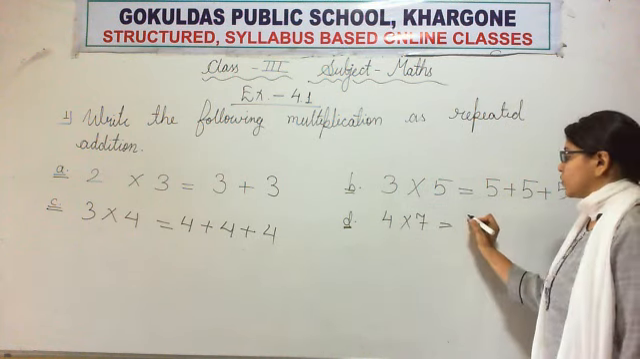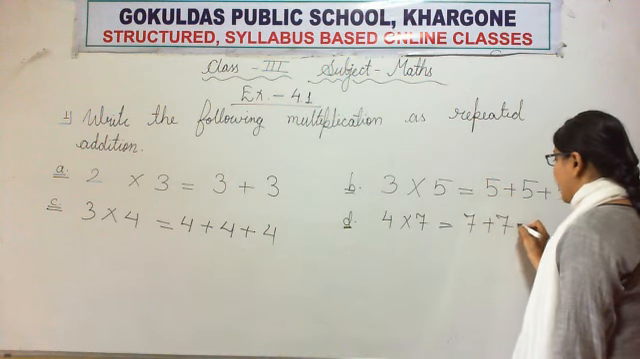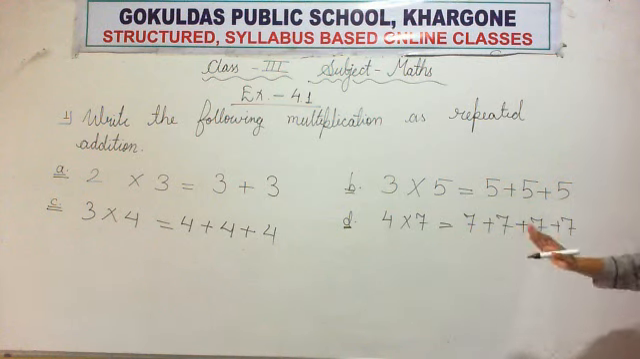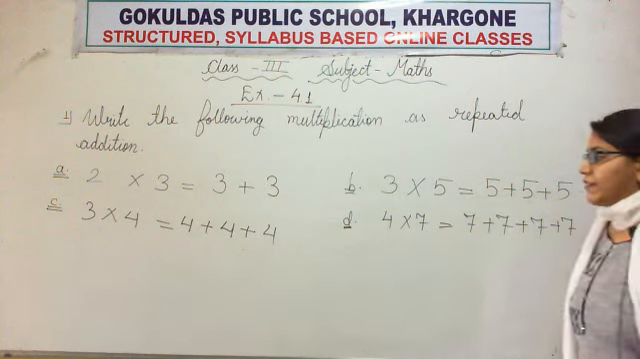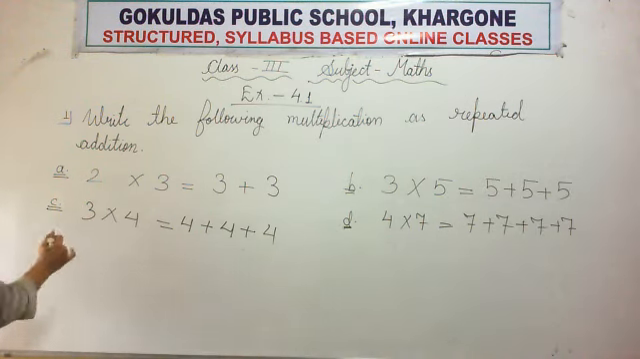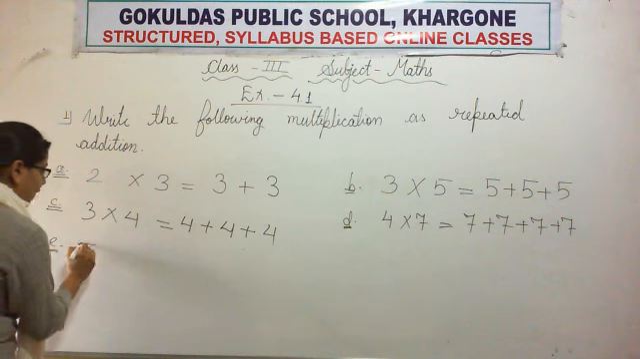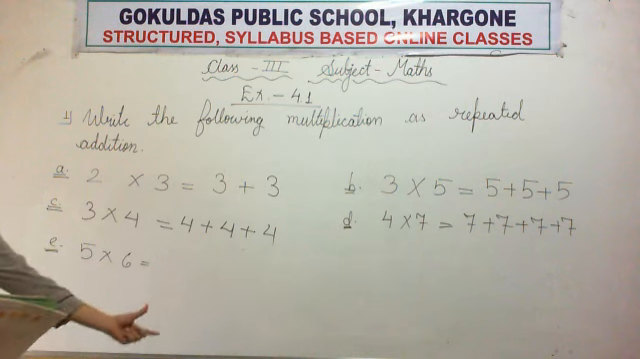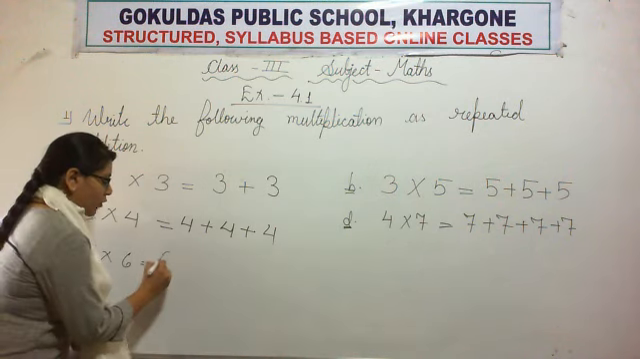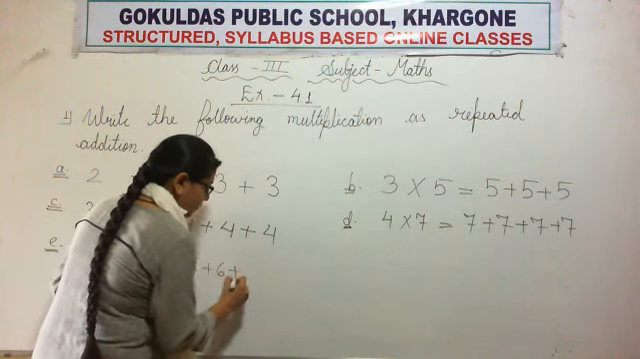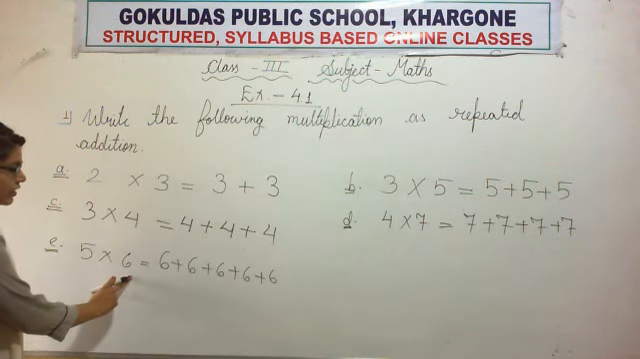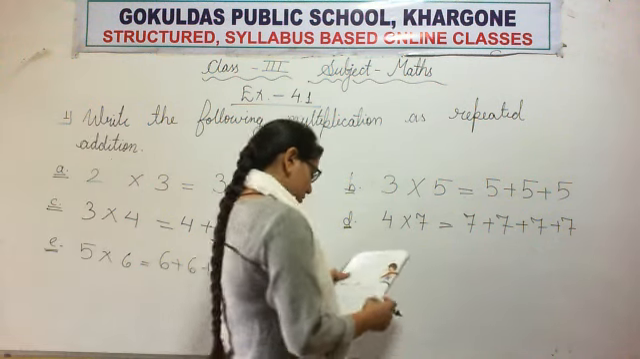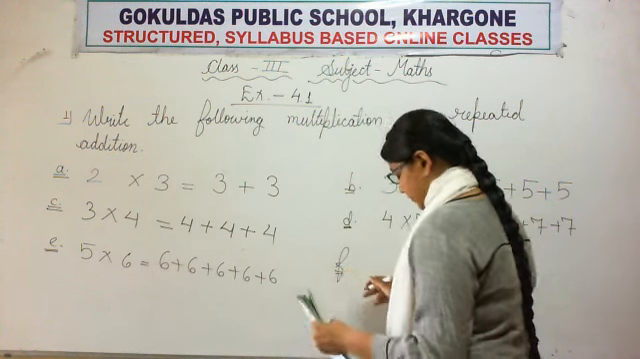4 times 7. So 1 time plus 2 time plus 3 time and 4 time. 1, 2, 3, 4. 4 times 7. Now, part E. 5 into 6. 5 times 6. So, 1 time, 2 time, 3 time, 4 time, 5 time. 5 times 6. And the last one, part F.